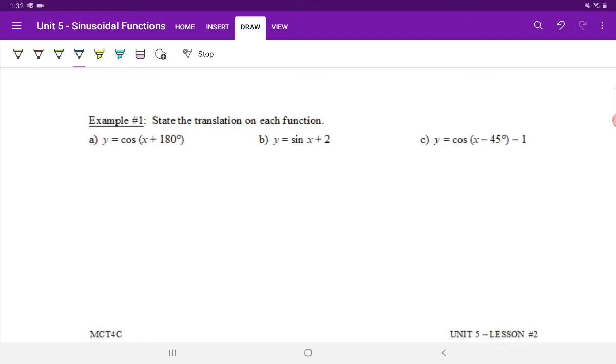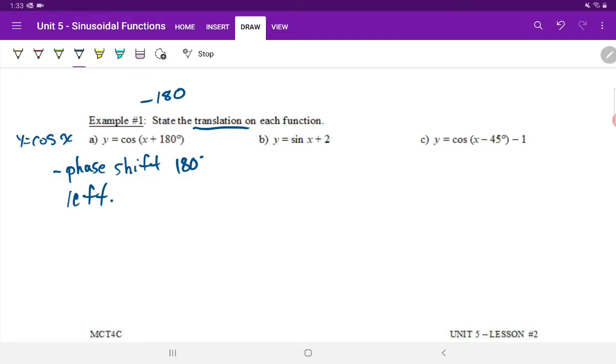Okay, let's do a straightforward question here. y equals cos of x plus 180, and it says state the translation on each function. So what is happening to my original function y equals cos x here? There is a horizontal translation or a phase shift. I don't care which terms you use here. Phase shift 180 degrees to the left or right. If it's plus 180, that means we subbed in a negative 180 to get plus, because it's in the brackets. So it's left.